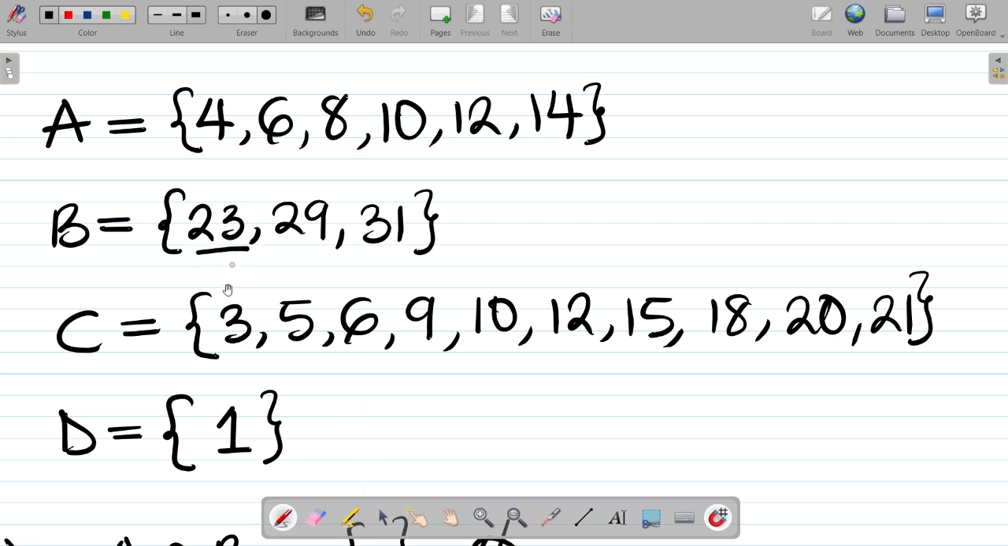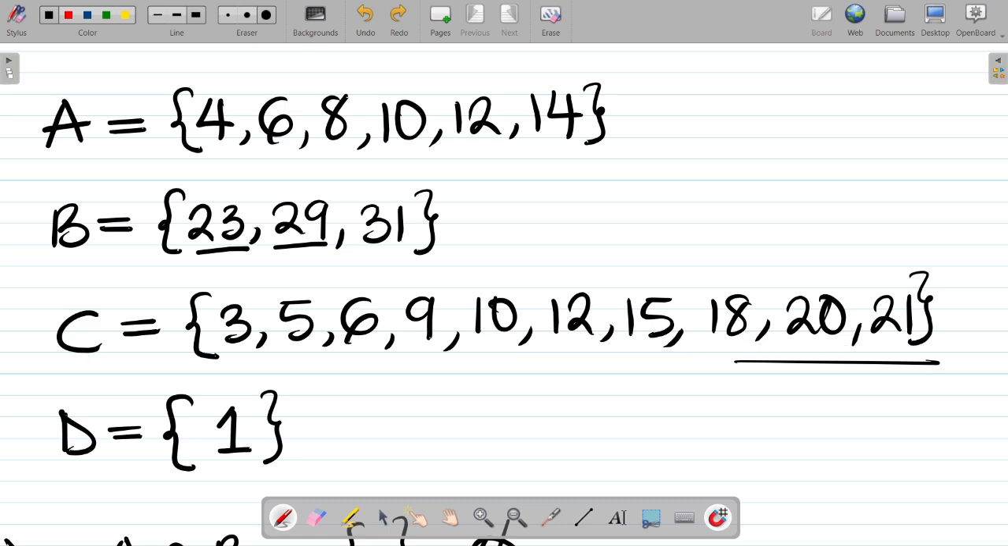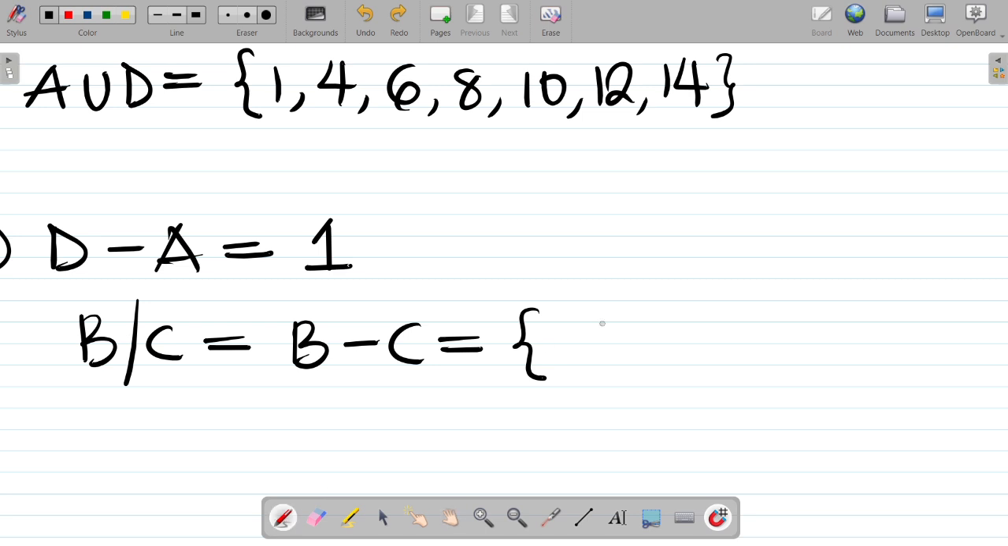I have 23 in B, it's not in C. I have 29 in B, it's not in C. I have 31 in B, it's not in C. In essence, the elements in B not in C are 23, 29, 31. So it becomes 23, 29, 31. You have this.